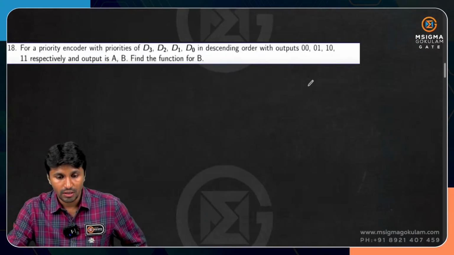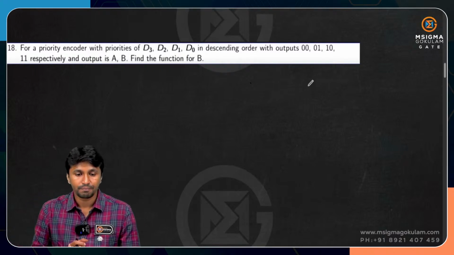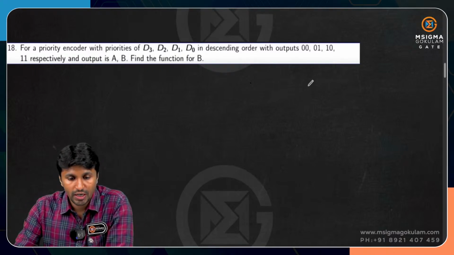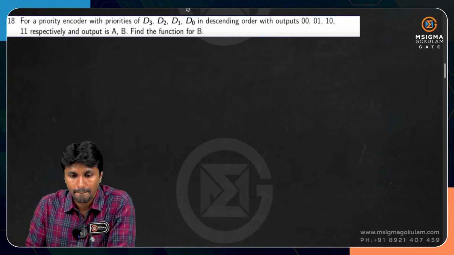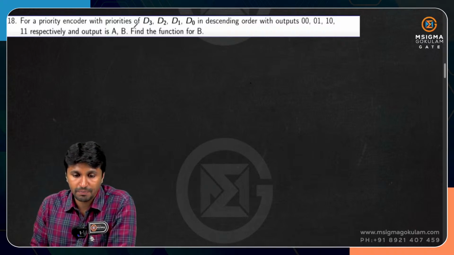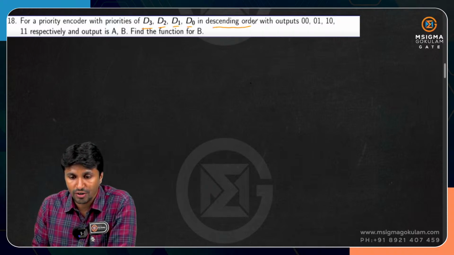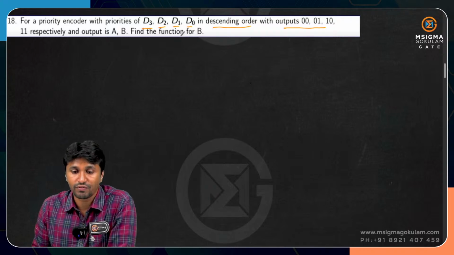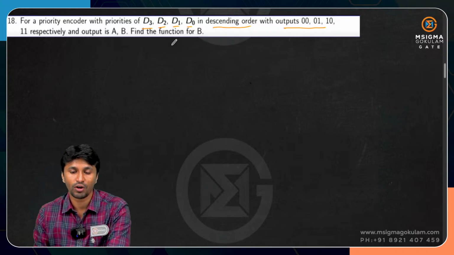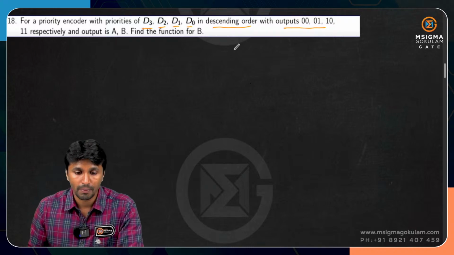Now the next question, look at this one. For a priority encoder, so now we have questions from the digital electronics. Look at this one. For a priority encoder with priorities of D3, D2, D1 and D0 in descending order with outputs 0, 0, 0, 1, 1, 0 and 1, 1 respectively. Output is AB, find the Boolean function. Okay, he is asking you to find the Boolean function for the output B, right.